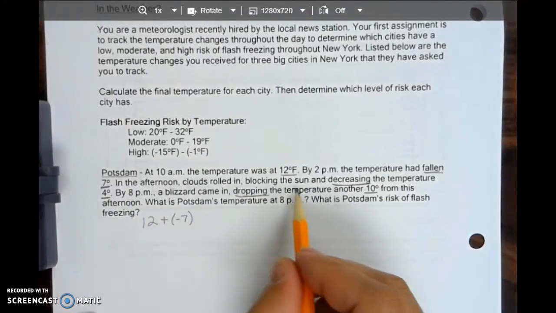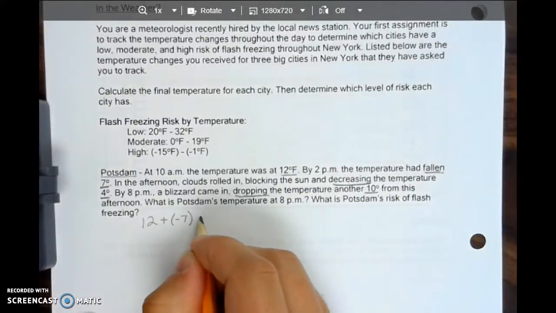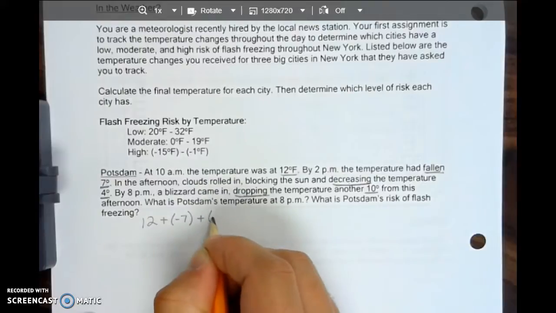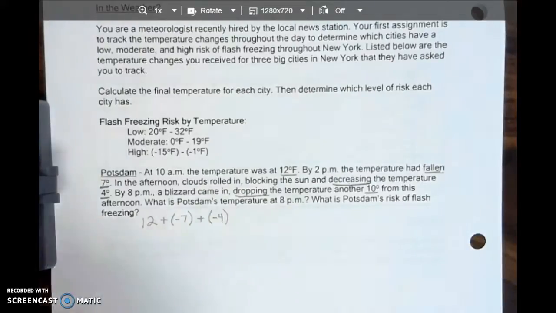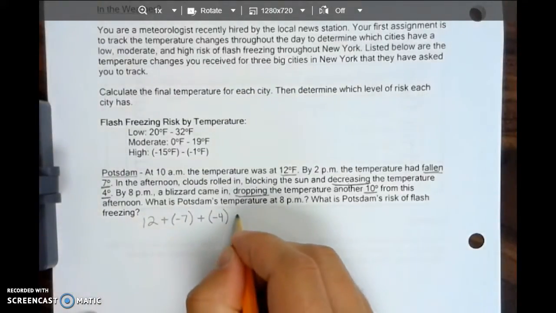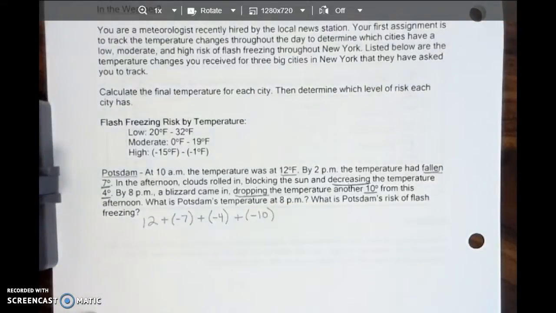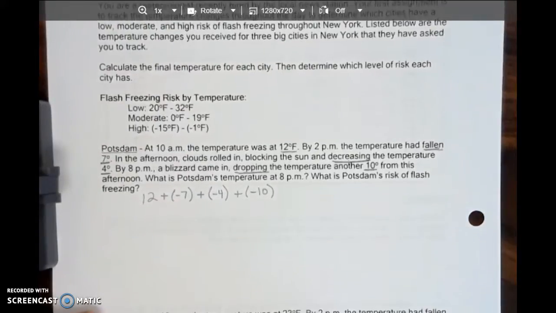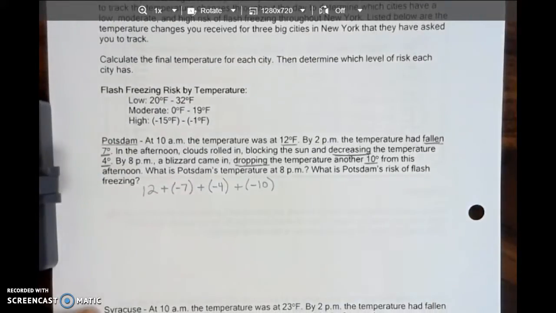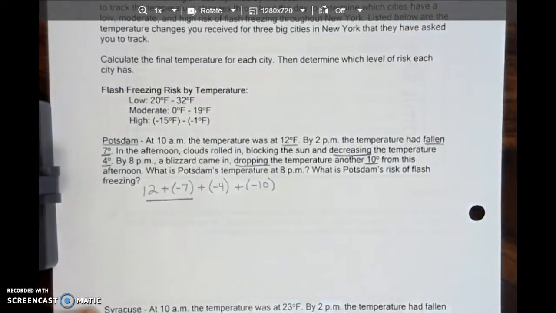In the afternoon, clouds rolled in, blocking the sun, decreasing the temperature another 4 degrees. So we're going to add another negative 4 to this since the temperature decreased 4 degrees. And then by 8 p.m. a blizzard came in, dropping the temperature another 10 degrees. So we're going to add to that another negative 10. We want to now figure out what the temperature is. So I have 4 numbers here that I'm going to add, and I'm going to go through it 2 at a time. I'm going to underline my first 2 numbers, 12 plus negative 7.